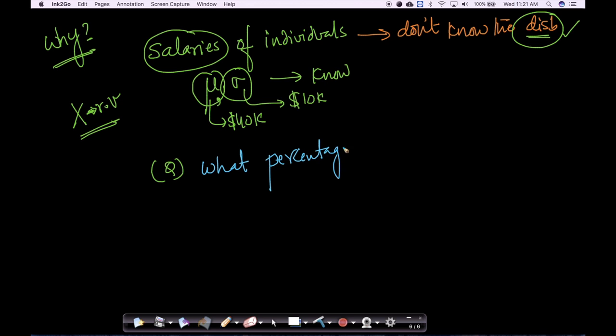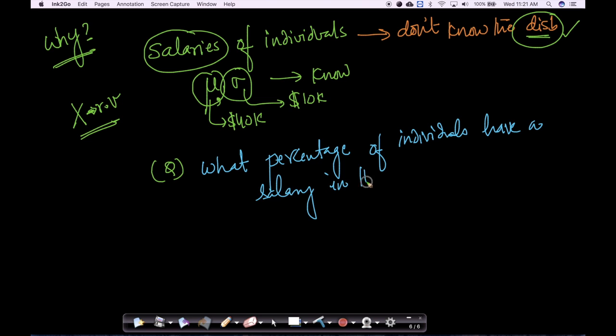what percentage of individuals have a salary in the range of, let's say, this is 40, 40 minus 2 sigma, which is 40 minus 20. So how many people have a salary within the range of 20K and $60,000? Very valid question, right? A lot of economists would want to answer this question as part of data analysis.